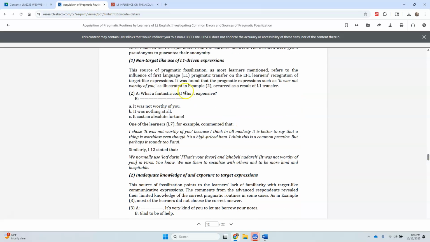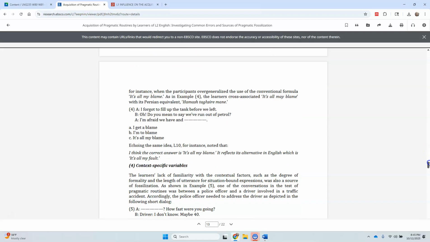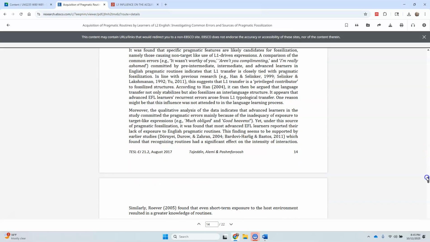Or you might like to see some of the examples of what they're talking about. What a fantastic coat. Was it expensive? It was not worthy of me. There was nothing at all. It cost an absolute fortune. What would be the correct, polite way to answer that question? It's kind of interesting to see the examples of what they're actually talking about.